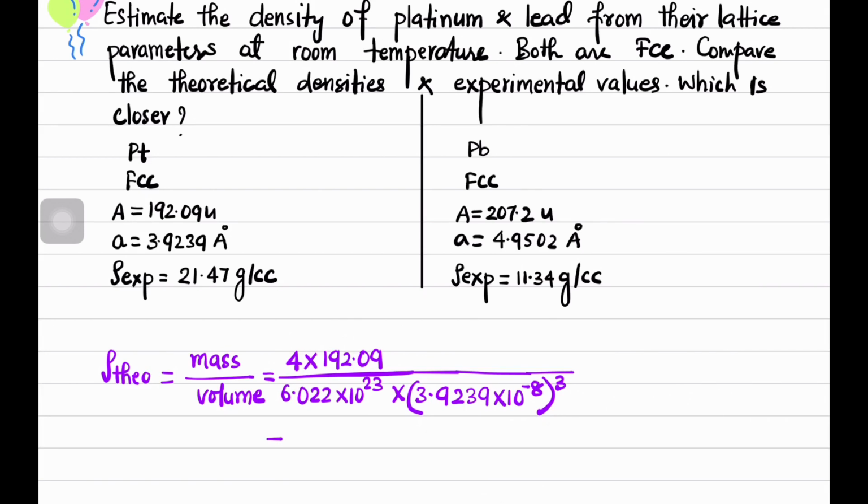So we have to just find the value of this, and if you solve it, we get the density, that is 21.45 gram per cc. That is the theoretical density we are getting in the case of platinum. If we compare this with the experimental density, the theoretical density is a little bit less, 21.45. The experimental density is a little bit more, 21.47 gram per cc. Now, let's check for the lead.